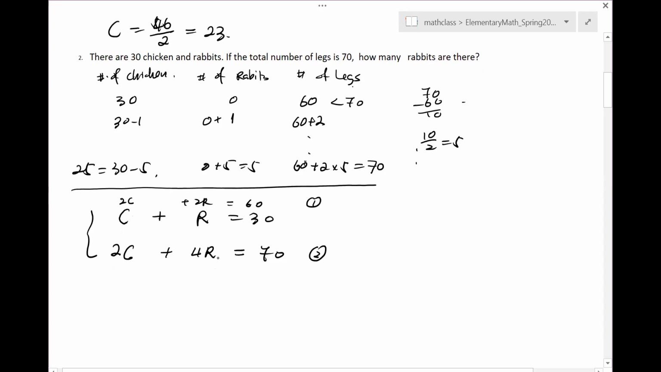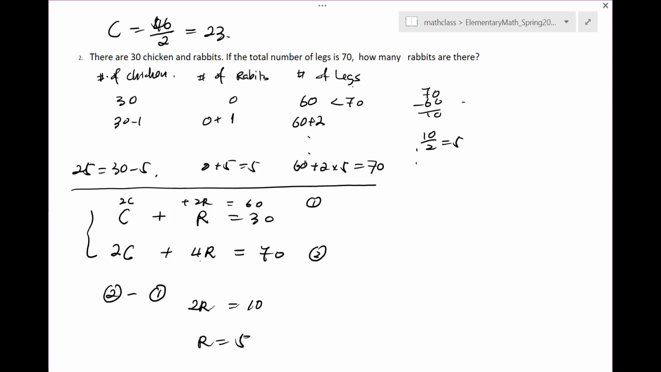So this time I'm going to do subtraction. Equation 2 minus equation 1: 2c minus 2c is gone. 4r minus 2r would be 2r. 70 minus 60 would be 10. Okay, and from here, 10 is going to be 2r, right? Sorry, I said 4. No, 5. Yeah, 10 divided by 2 is 5. So there are 5 rabbits. Yes.